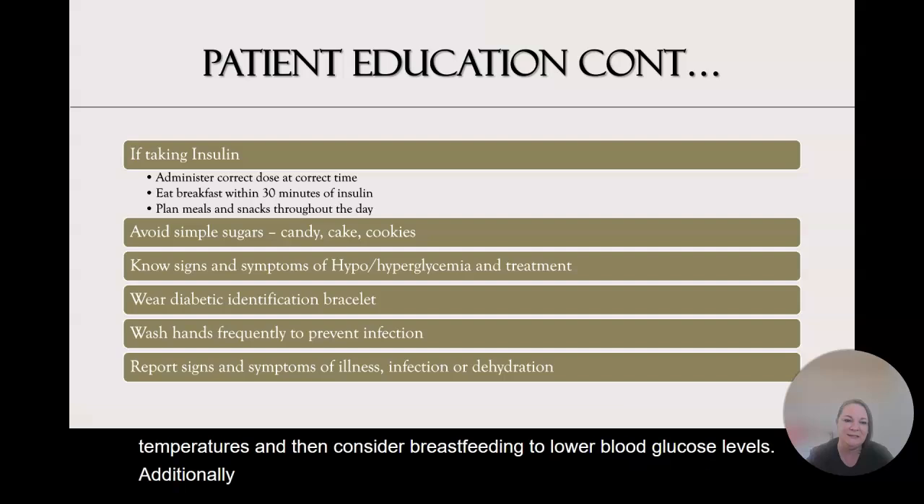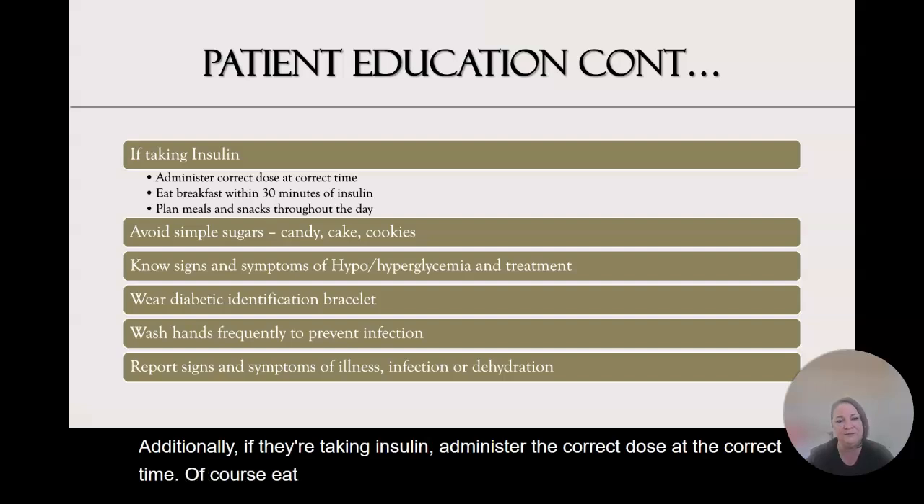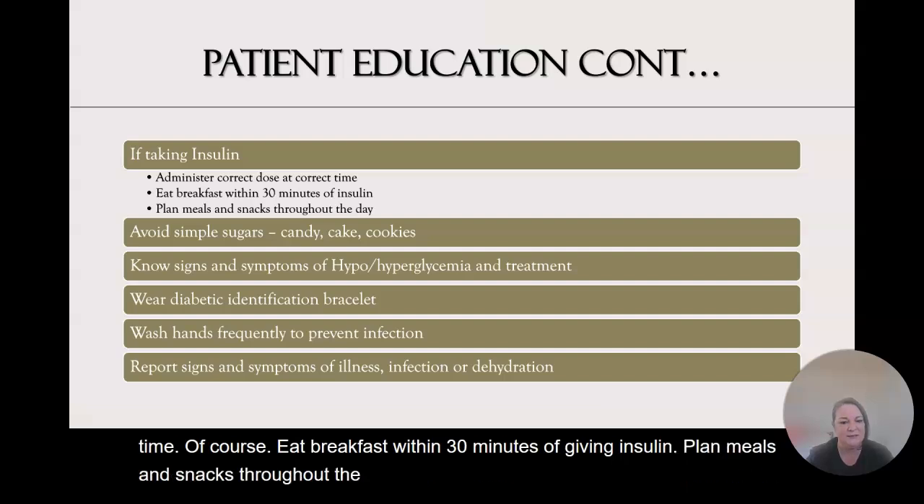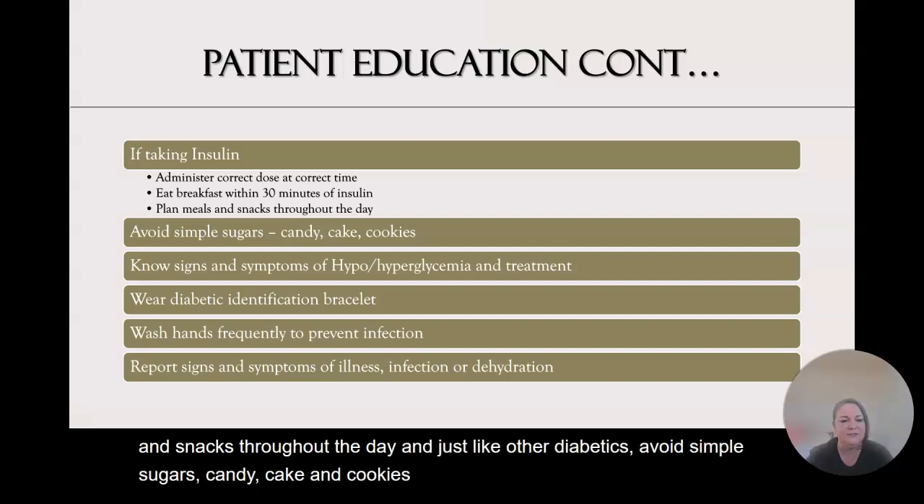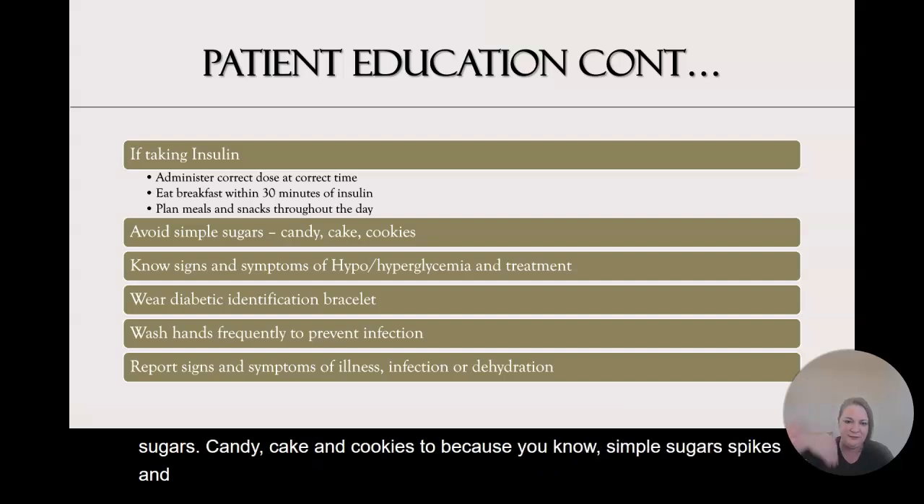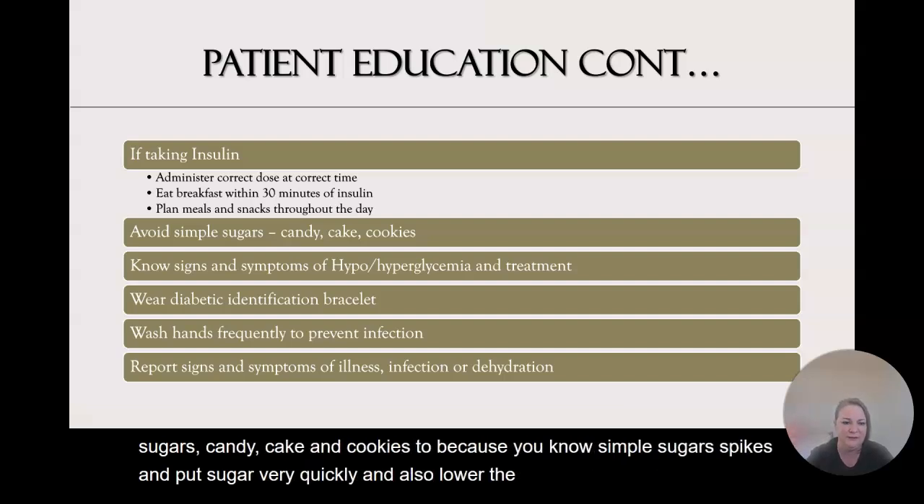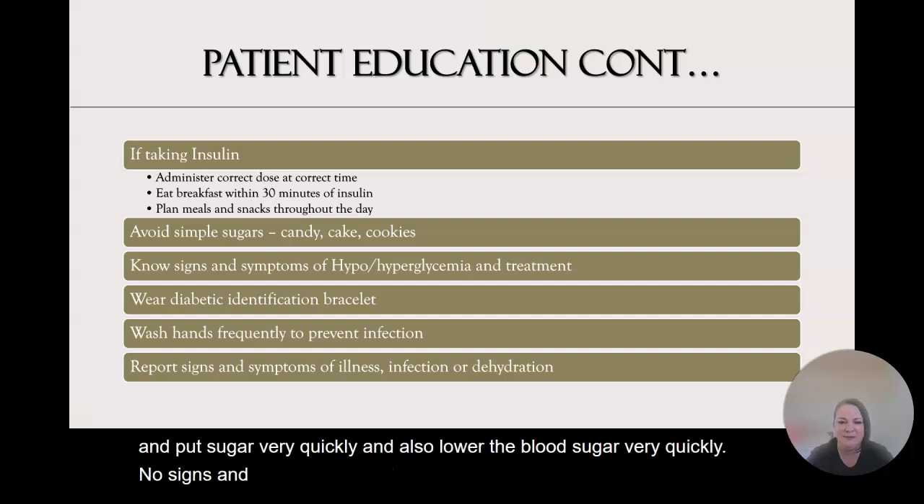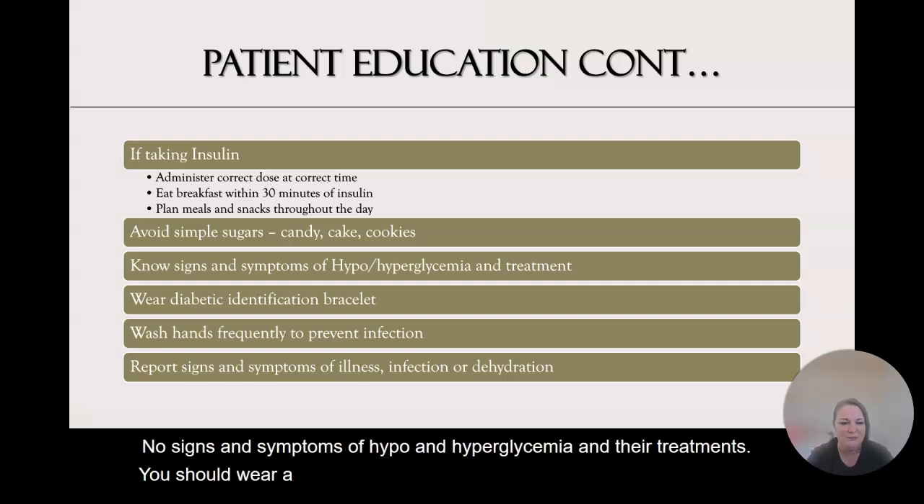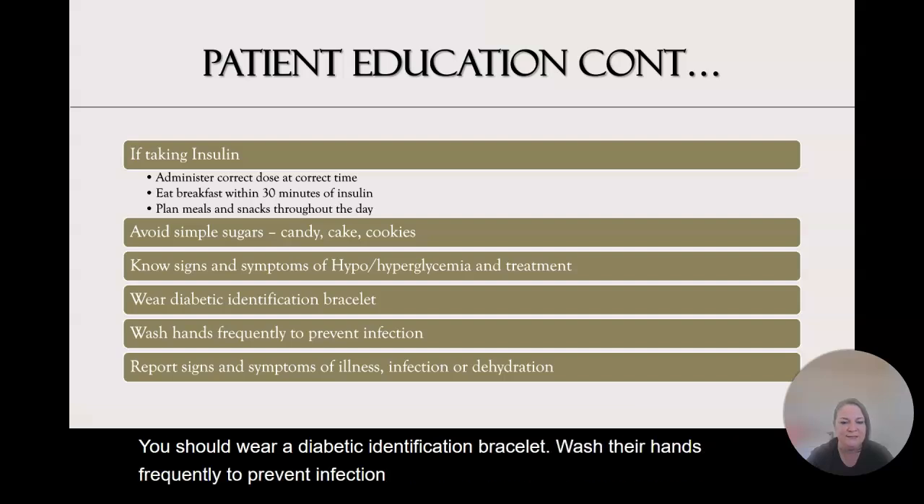Additionally, if they're taking insulin, administer the correct dose at the correct time, of course. Eat breakfast within 30 minutes of giving insulin. Plan meals and snacks throughout the day. And just like other diabetics, avoid simple sugars, candy, cake, and cookies, because simple sugars spike the blood sugar very quickly and also lower the blood sugar very quickly. Know the signs and symptoms of hypo and hyperglycemia and their treatments. You should wear a diabetic identification bracelet, wash your hands frequently to prevent infection, and report all signs and symptoms of illness, infection, or dehydration.